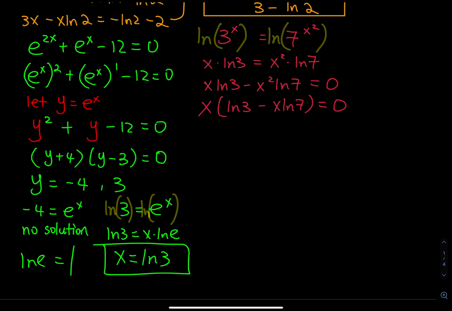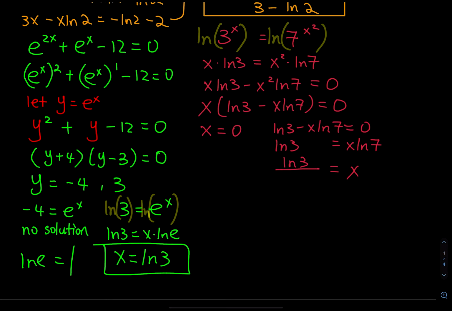All right, so we have a product equals 0, right? We have x times another factor equals 0. By the zero product property, x equals 0, and then this factor equals 0. Solve for x, easy. So we have ln 3 equals x times ln 7, and then you divide both sides by ln 7. You have x equals ln 3 divided by ln 7, and this answer cannot be simplified. It is what it is. And then the other solution is x equals 0.